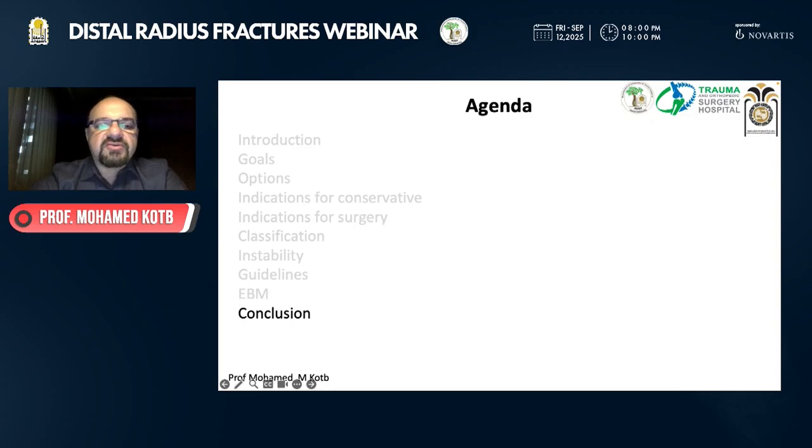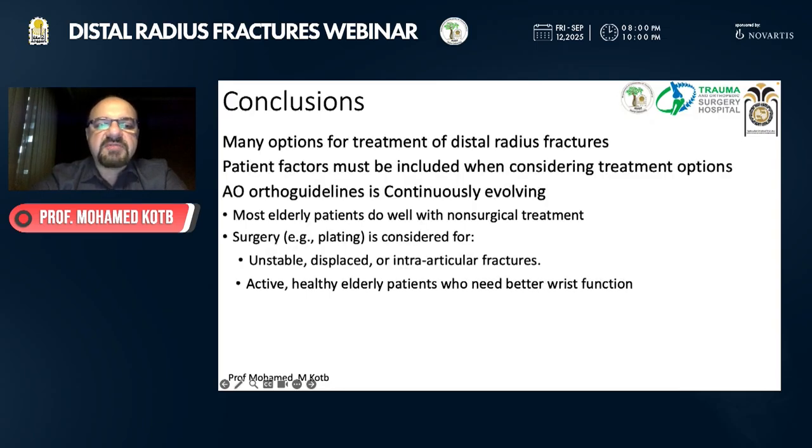At last, the conclusion. There are many options for treatment of distal radius fracture, as we have seen, but patient factors must be included when considering treatment options. The ortho guidelines are continuously evolving, like we have seen, and this is very simple, and I advise you to practice it because it will simplify the way of thinking and the judgment, so you can decide with your patient the proper way of treatment for each patient.